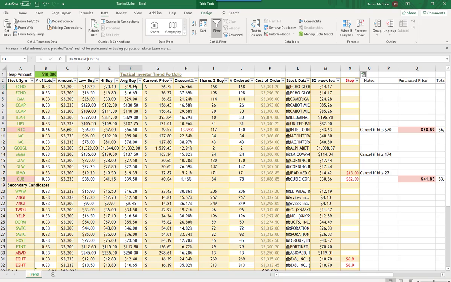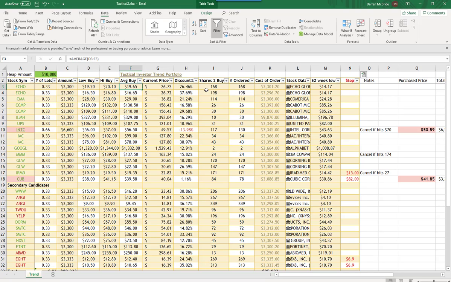And I'm using the average because I don't know whether I want to buy it low or buy it high. I figure if it goes into the average range, then I'm safe for now. And you can see that right now there's no danger of this limit order executing because the price would have to discount by 26% in order to get into the buy range for the average buy.